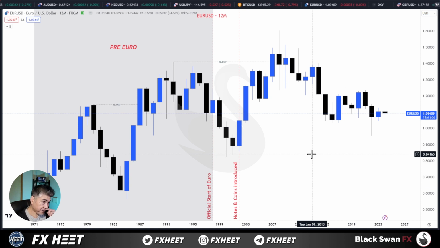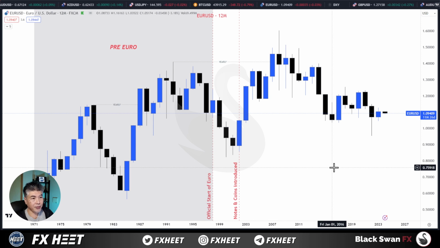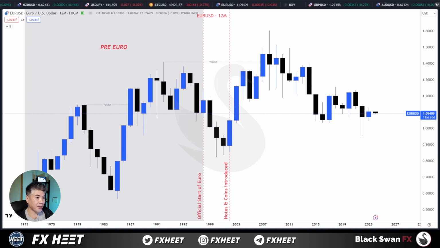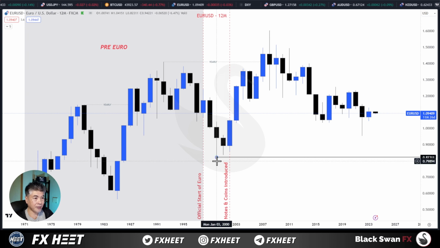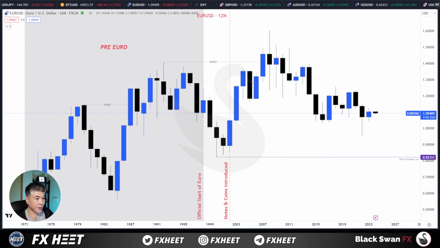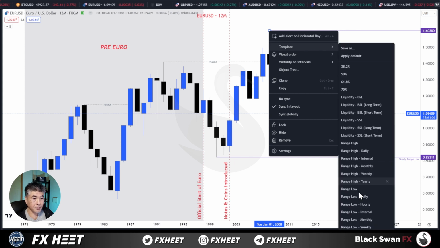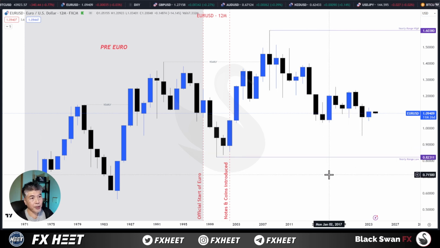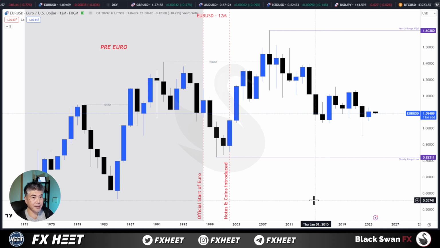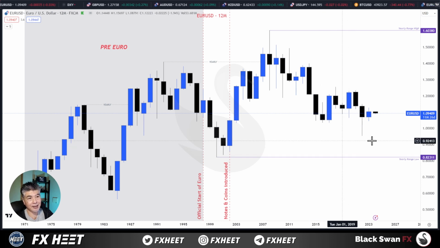So if we start with the top-down analysis, if we start to mark our charts, one thing I like to do to start is mark the range. So the yearly range is actually from here. So this would be a range low, and this would be the range high. And then what we want to do after that is we want to look and see where price is in this range and what has it done in that range.